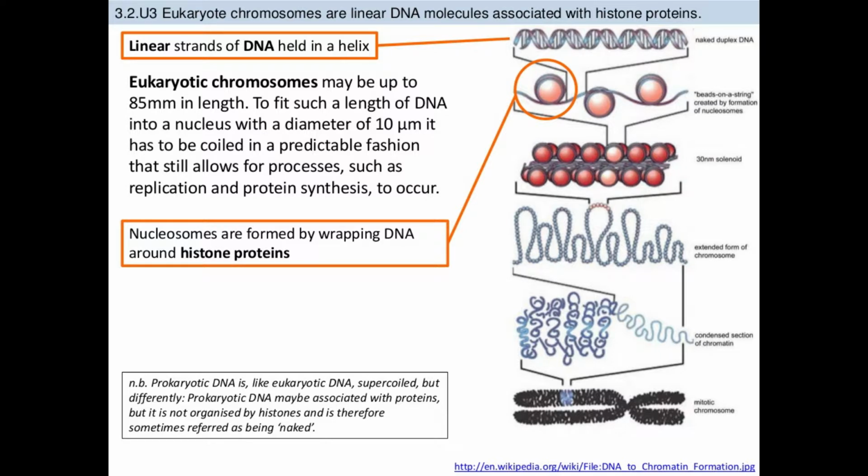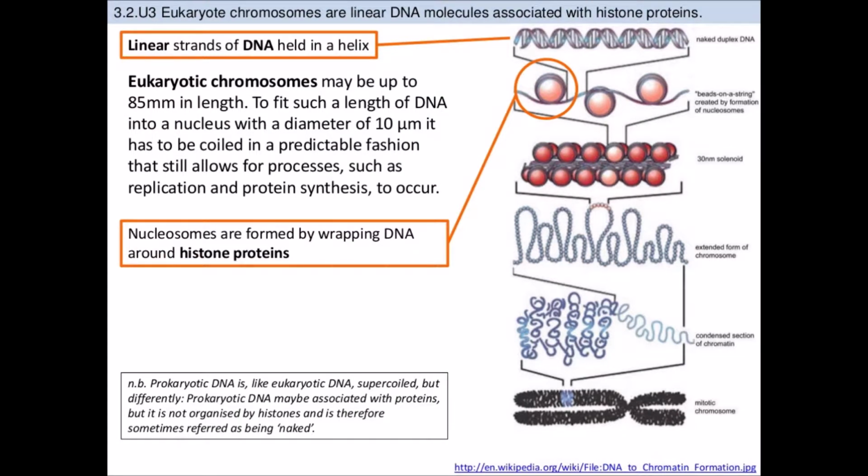Now we'll talk about eukaryotic DNA. Eukaryotic DNA is in the form of linear strands of DNA held in a helix. And notice that eukaryotic DNA is linear, while prokaryotic DNA is circular.